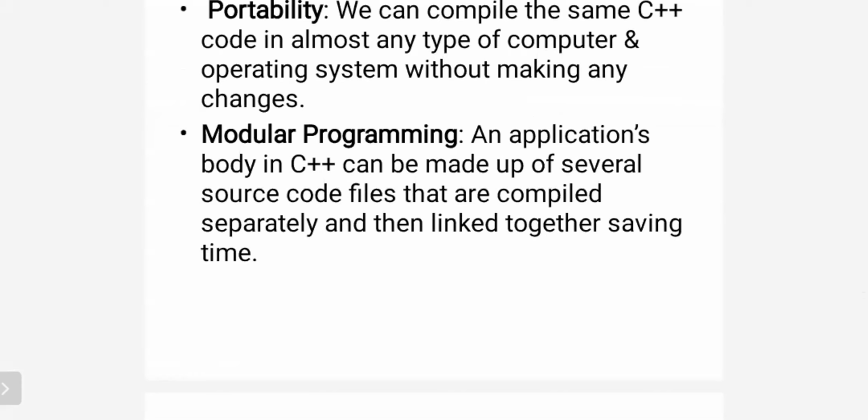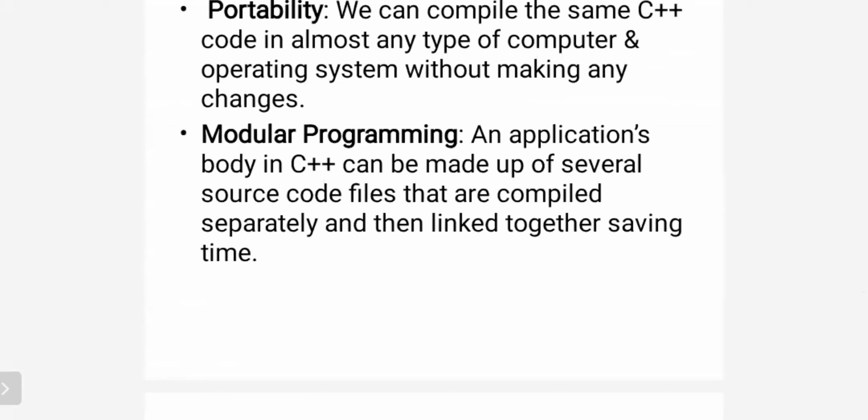Module means the program is divided into smaller programs. Those smaller programs are called modules. When we use modules, suppose we want to implement a project. The project has a huge amount of coding, right? So a single person cannot implement a project in a short period of time.